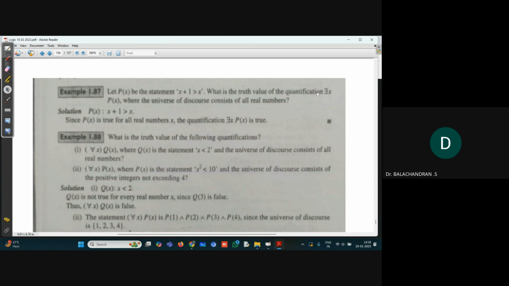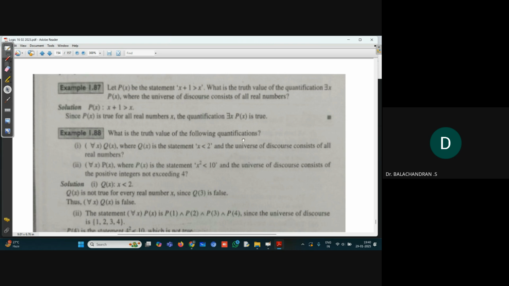They are asking what is the truth value of there exists X P of X. That means whether this is true or false. This is true, because this is true for all real numbers. Next, what is the truth value of the following quantification? For every X Q of X, where Q of X is the statement X less than 2, and the universe of discourse consists of all real numbers.